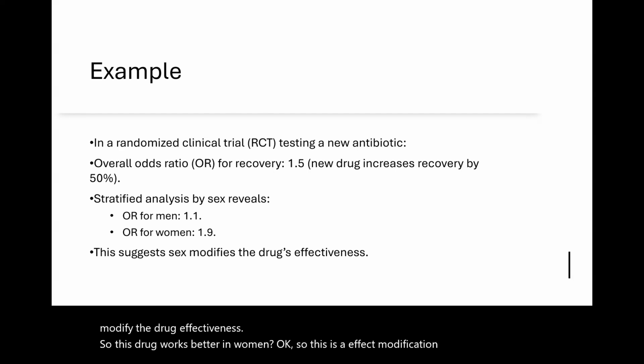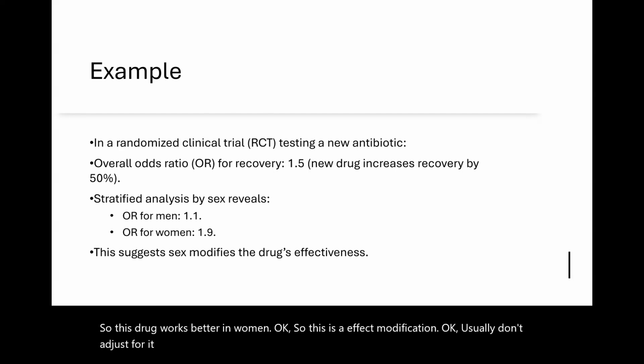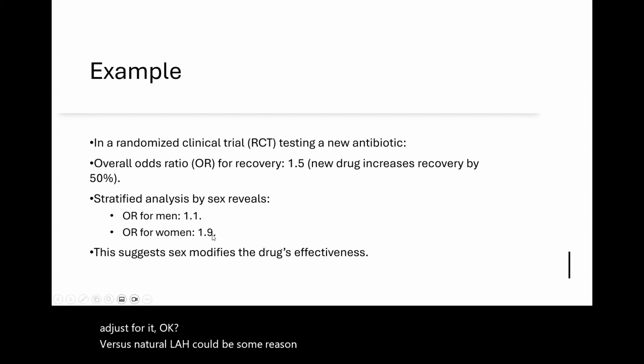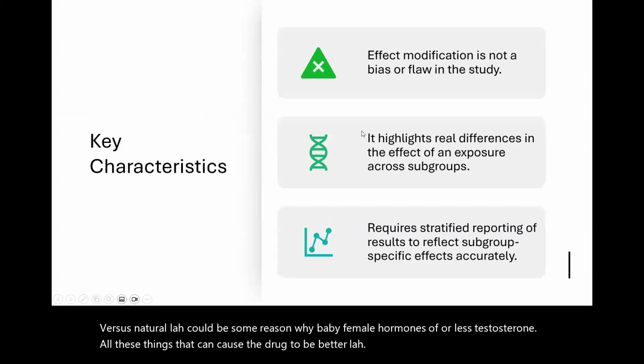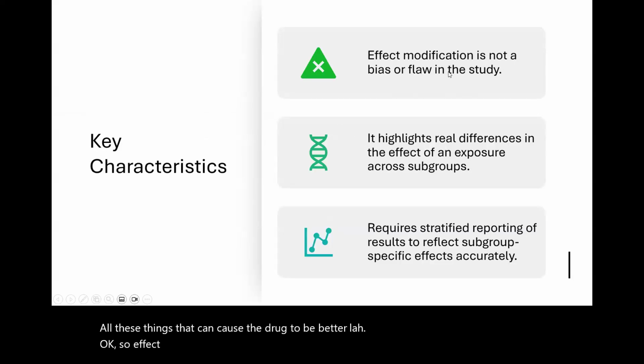Usually you don't adjust for it because it's natural. There could be some reason, maybe female hormones or less testosterone, that causes the drug to be better. So effect modification is not a bias or flaw in the study. It highlights real differences between groups.